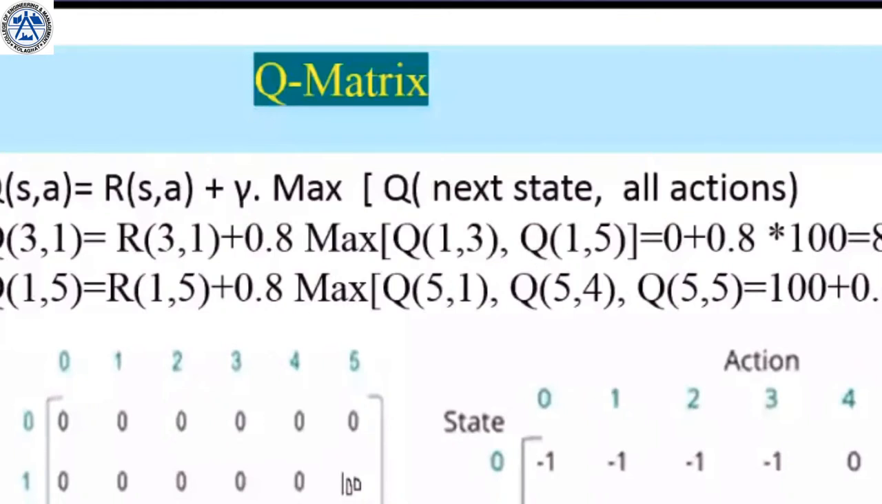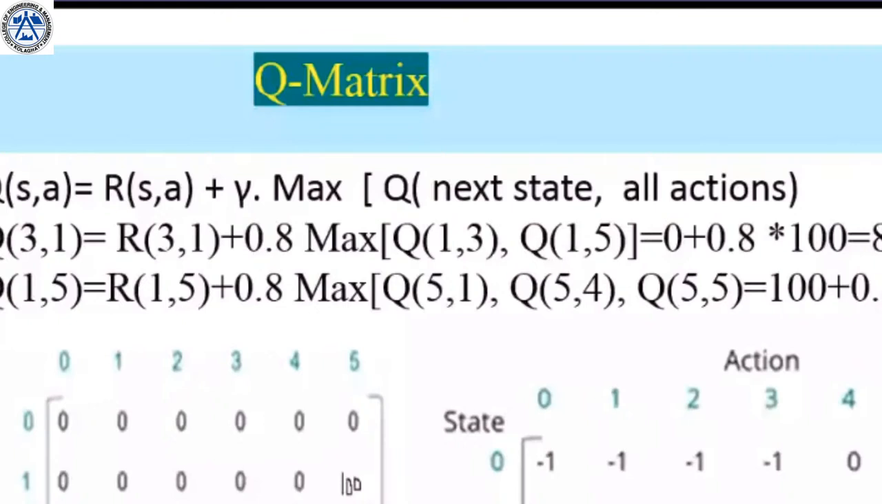Now if it goes to 1, what is the consequent step it can take? The action can be 3 or 5. So the Q value of (3,1) means the R value of (3,1) plus 0.8 times the maximum of Q(1,3) and Q(1,5). R(3,1), if you see the R matrix, is 0. So put this value 0, then 0.8, and you have already developed Q(1,5), which is 100. So use that 100, and it gives 80. So now I am updating my 80.